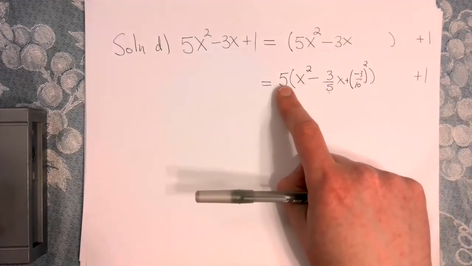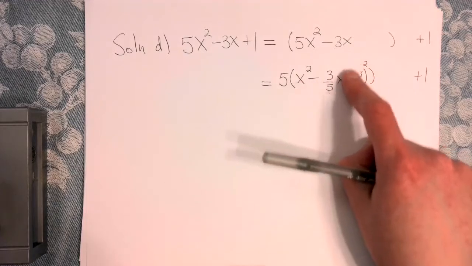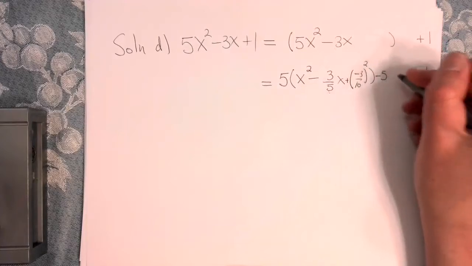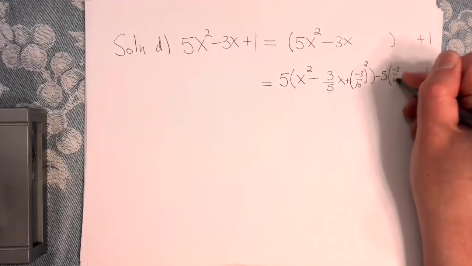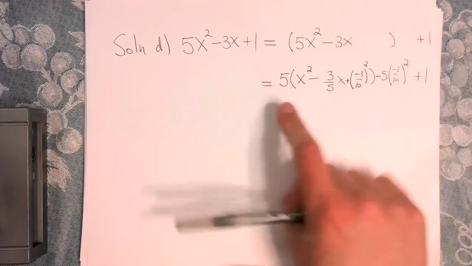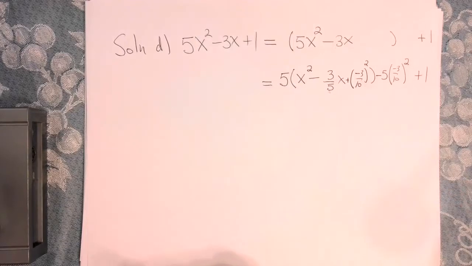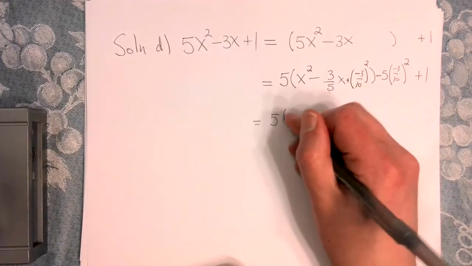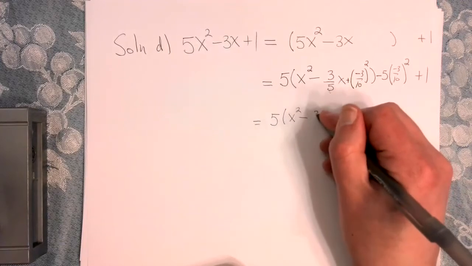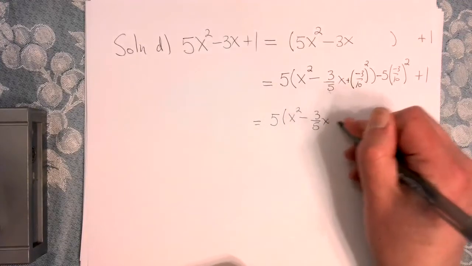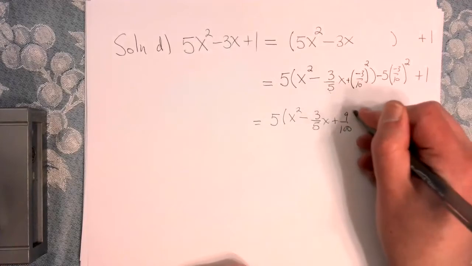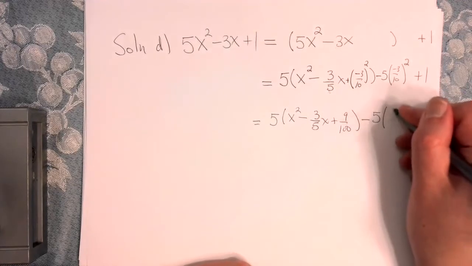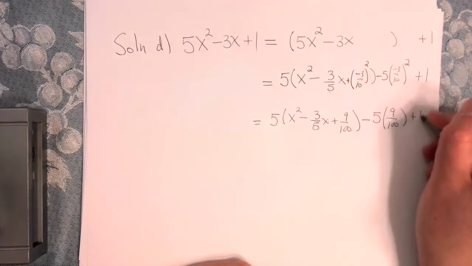But remember, everything is affected by the 5. So I didn't really just add this. I actually added 5 times this. So I'm going to also subtract 5 times that. So again, please be careful there because this 5 is affecting everything. Okay, so what does that give us? This is 5 times x squared minus 3/5 x plus 9 over 100 minus 5 times 9 over 100 plus 1.